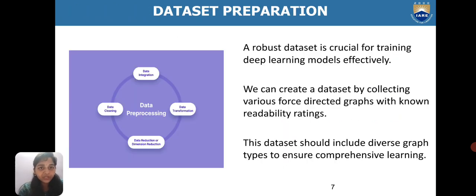Coming to dataset preparation. A robust dataset is crucial for training deep learning models effectively. We can create a dataset by collecting various force-directed graphs with known readability ratings. This dataset should include diverse graph types to ensure comprehensive learning. Data pre-processing includes data integration, data transformation, data reduction or dimension reduction, and data cleaning. This is the overall cycle of data pre-processing.